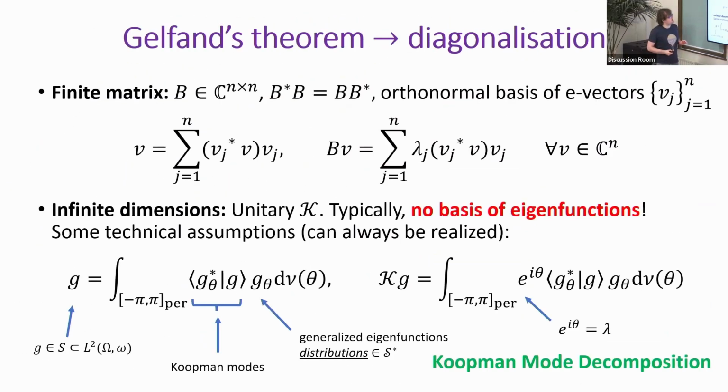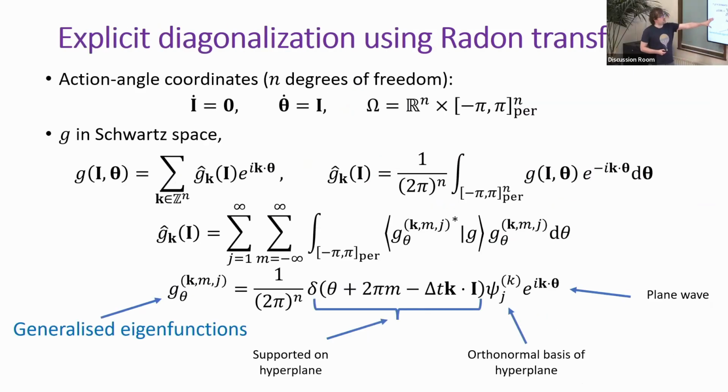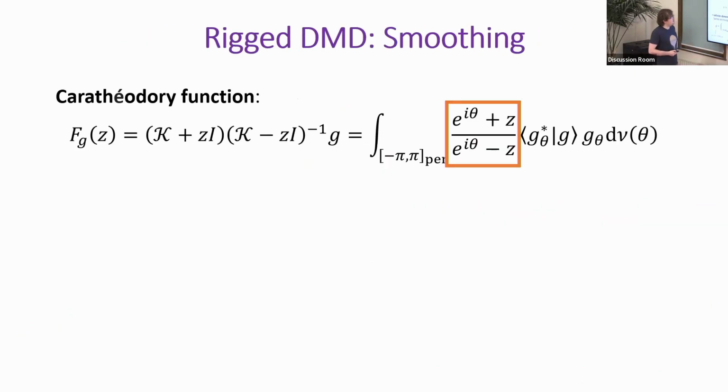So what I wanted to end with was how we actually compute these. I've got a very particular formula here where you've got a lot of structure, an integrable system. Often you don't have that. How do we actually compute this? So what we're going to do is use something called the Carathéodory function, which is a beautiful object. You take the Koopman operator, you shift by some z, not on the unit circle, K minus zI, and then you take the inverse of K minus zI, and you apply it to g.